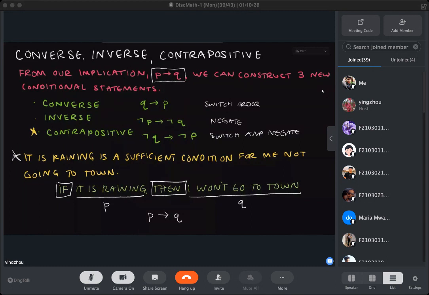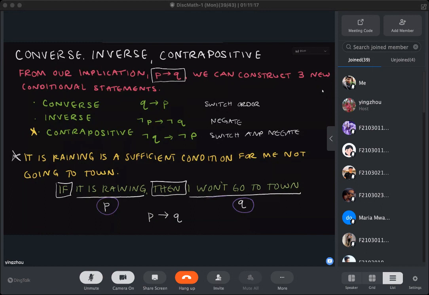So now let's talk about the converse, inverse, and contrapositive. The converse says, if Q, then P. So I'm going to say, if I don't go to town, then it is raining. So all I did was switch the order. I didn't change any of the positives or negatives. Notice this is a won't go to town, so it's already sort of negative. I didn't switch that. All I did was switch the order.